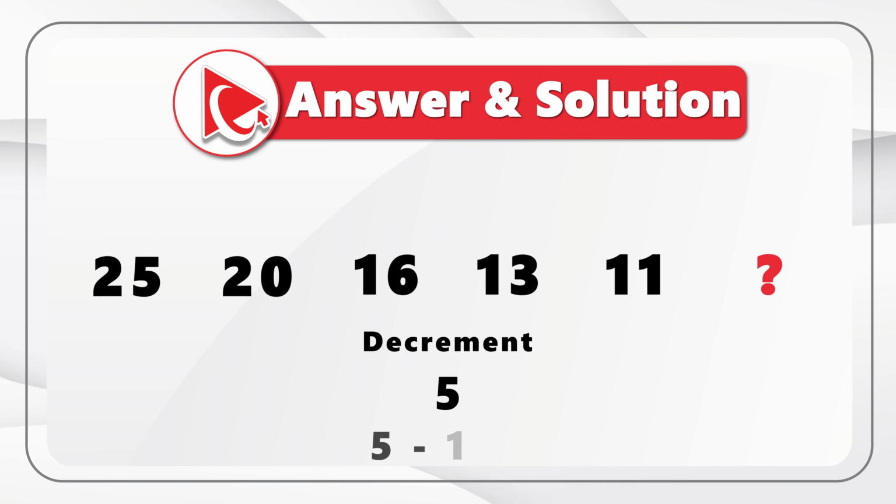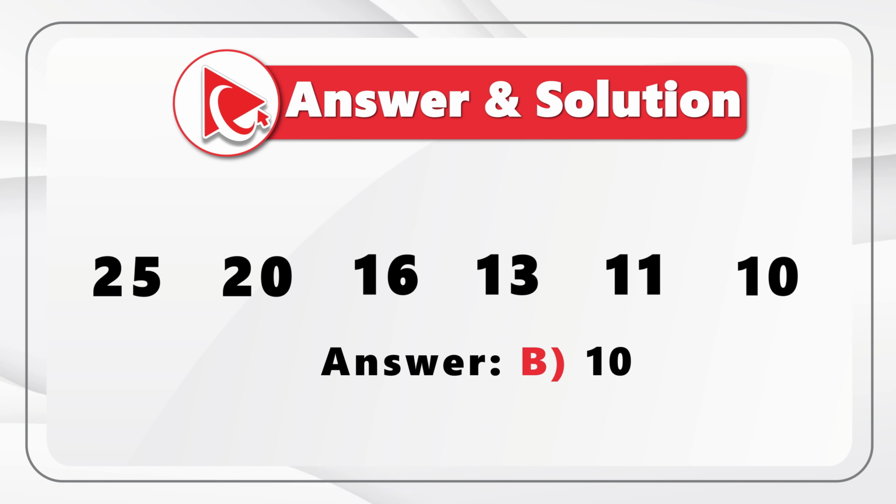Then we decrease decrement by 1, and the decrement becomes -4. 20 minus 4 equals 16. 16 minus 3 equals 13. 13 minus 2 equals 11. And 11 minus 1 equals 10. So the correct answer here is choice B, 10.